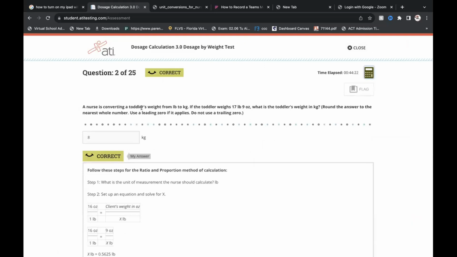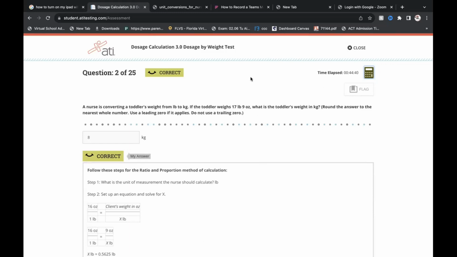A nurse is converting a toddler's weight from pounds to kilograms. If the toddler weighs 17 pounds and 9 ounces, what is the toddler's weight in kilograms? Round the answer to the nearest whole number. Use a leading zero if it applies. Do not use a trailing zero.